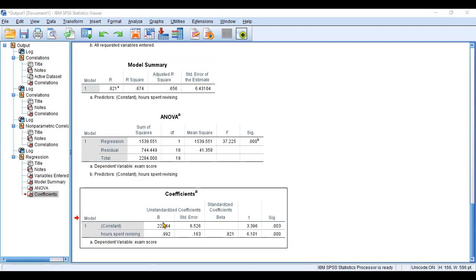Sir, permit me, in interpreting the result, what is the significance of the 22.64? It's a constant. I'm saying that we don't have to use it when we want to interpret the result. If you want to use it, you can use it. If you don't use it, it's not a problem. Okay, sir, it's okay.